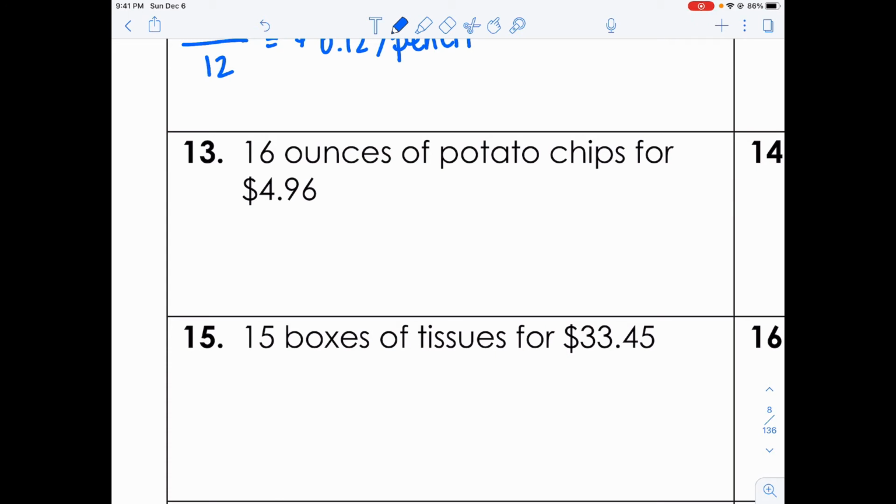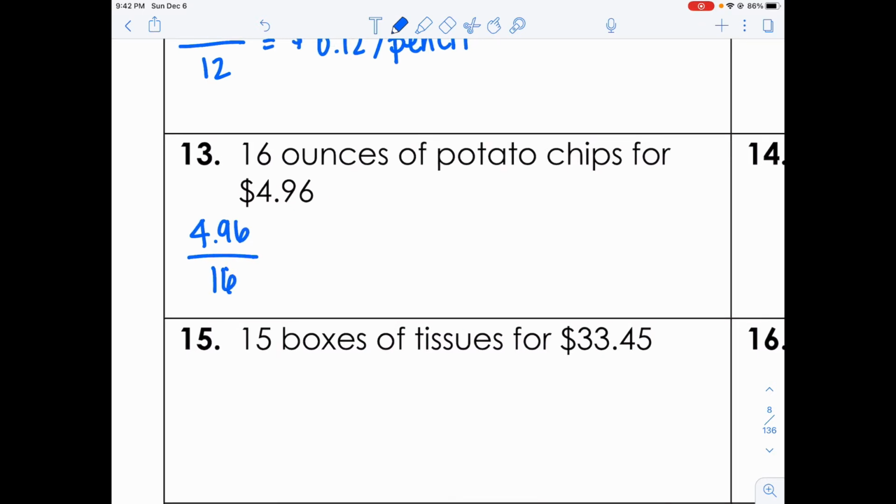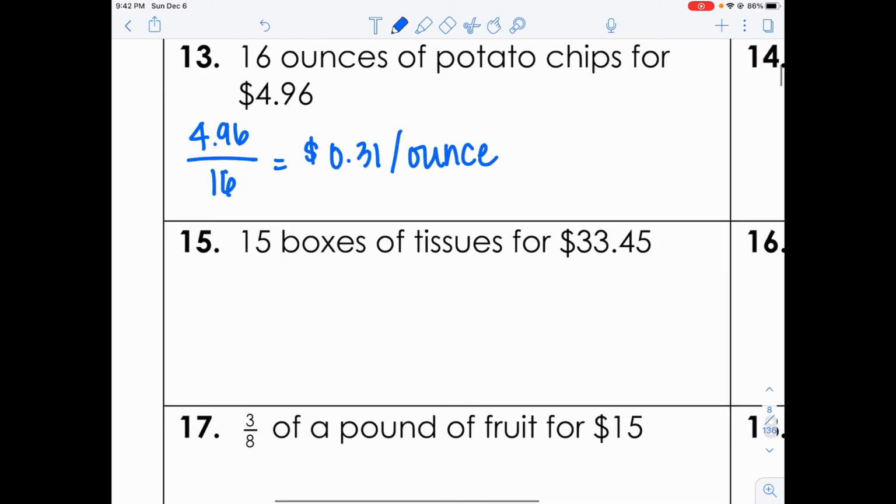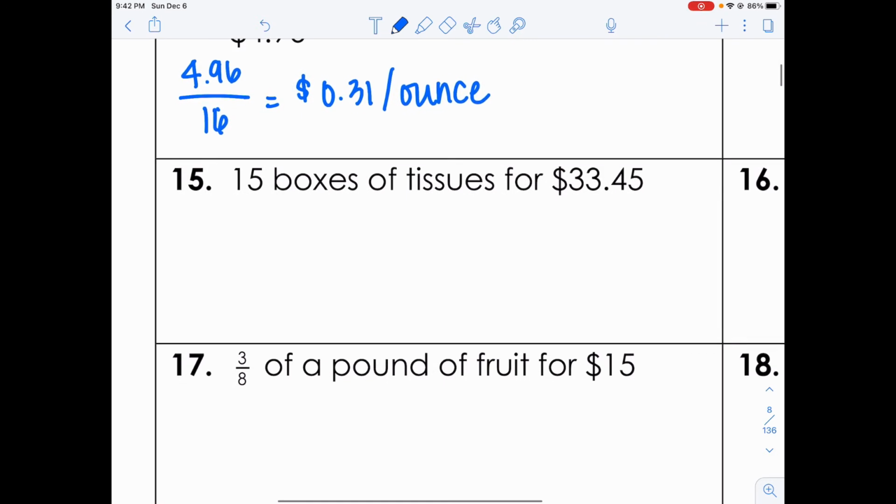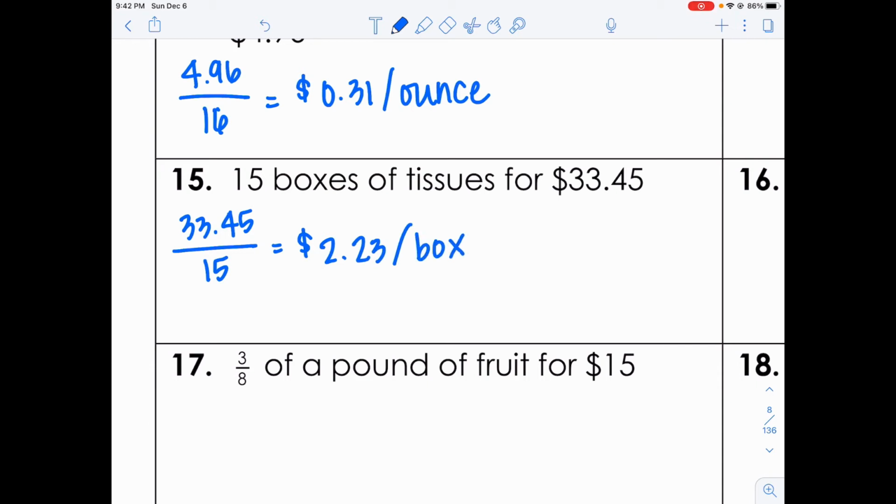13, 16 ounces of potato chips for $4.96. $4.96 goes on top, over 16 ounces. Putting that in my calculator and doing the division, I get that it is 31 cents per ounce. Number 15, 15 boxes of tissues for $33.45. $33.45 is money, so it goes on top, divided by 15. Putting that in my calculator, I get that it is $2.23 per box.